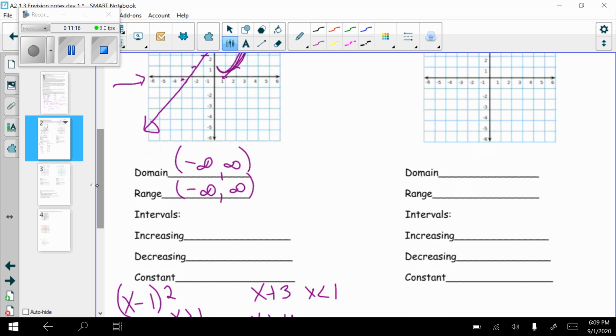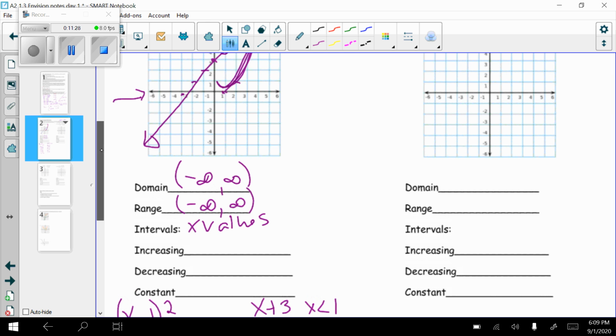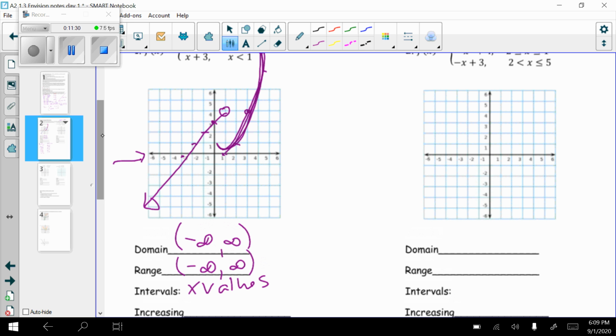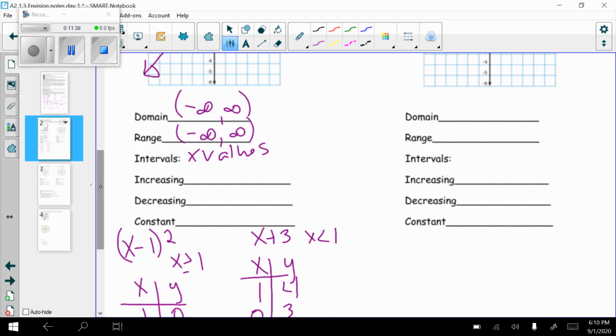Now we want to talk about the intervals that are increasing, decreasing, and constant. And remember, these are my x values only. We always read our graph from left to right. So if I start here from the left, this line from left to right is increasing. Then I jump to the parabola from left to right. I'm also only looking at the part that's increasing. So my entire graph is increasing, negative infinity to infinity. It is never decreasing, it is never constant. So that was graph number 1.